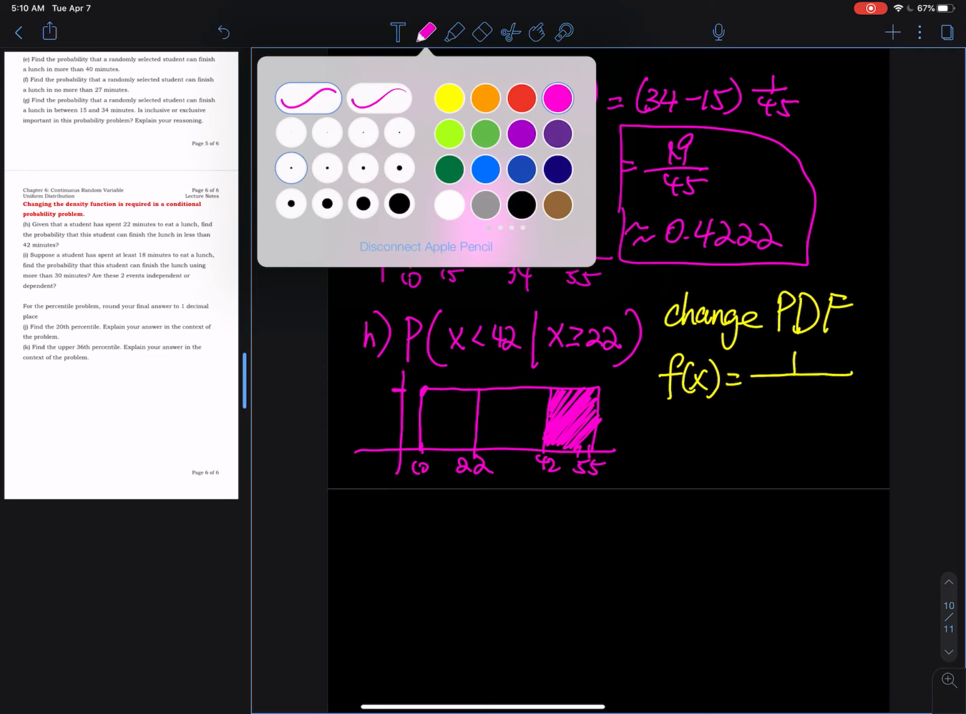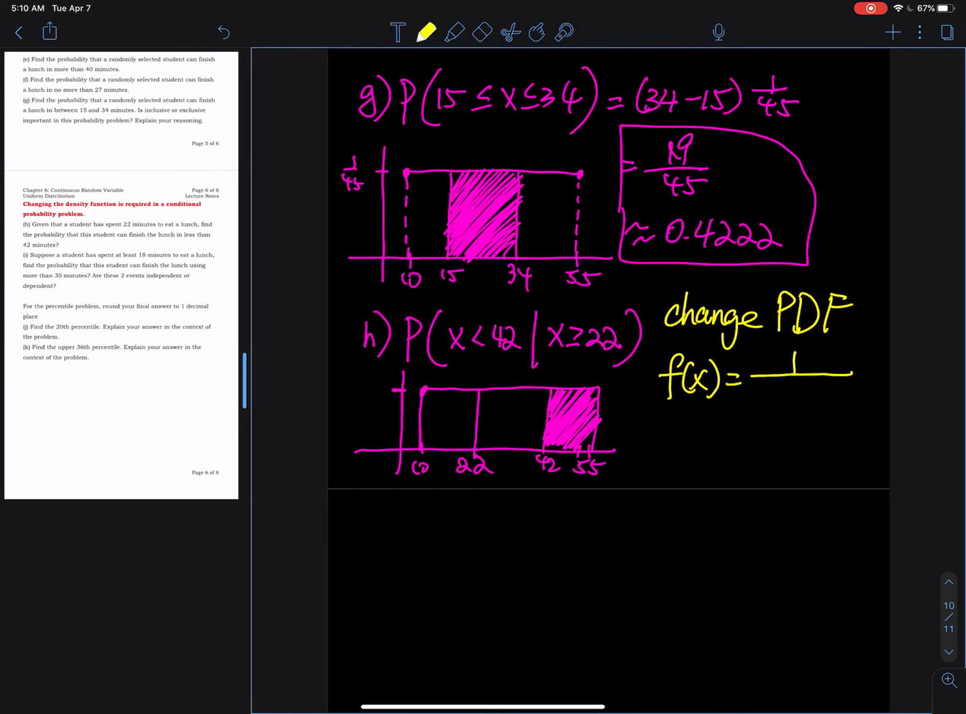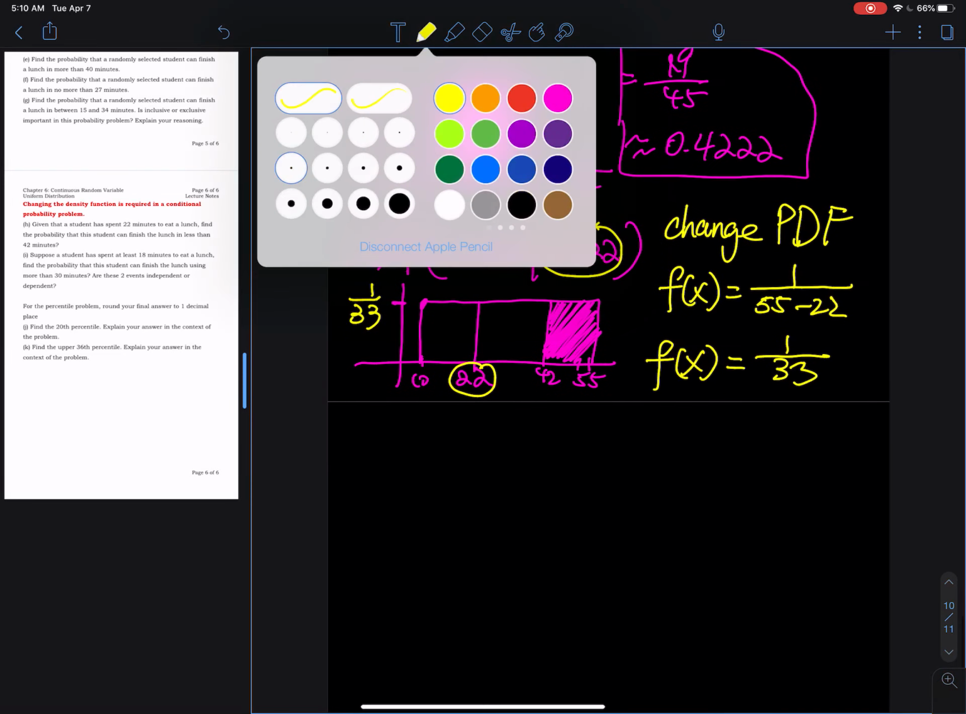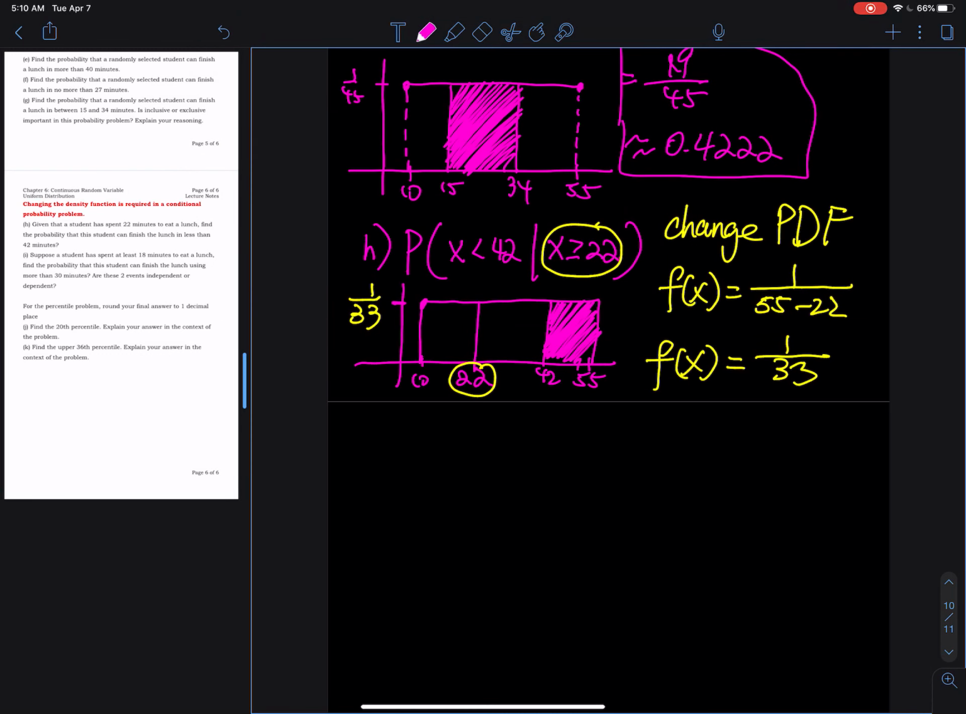So go back to the change of the PDF, then you are taking the maximum minus what? Minus the minimum. It's not just the minimum, it's minus the given. Whatever is given, you subtract it. Minus 22, so f of x is now 1 divided by 33. So the 33 goes right there, 1 divided by 33. Alright, and then we go back to the pink. Now we solve the problem.